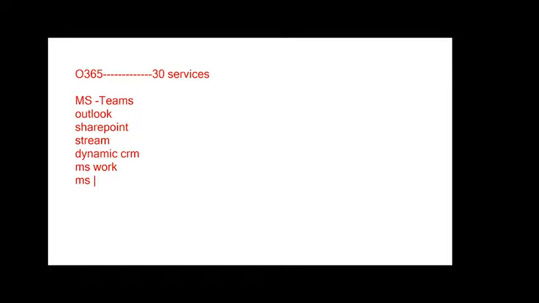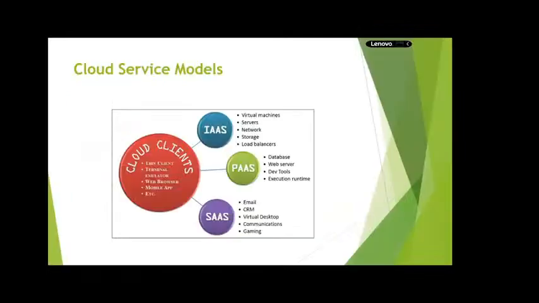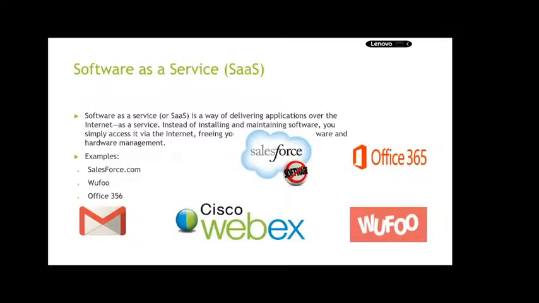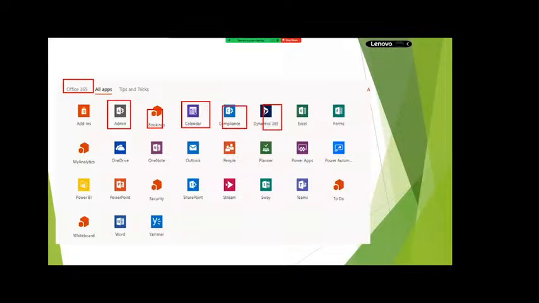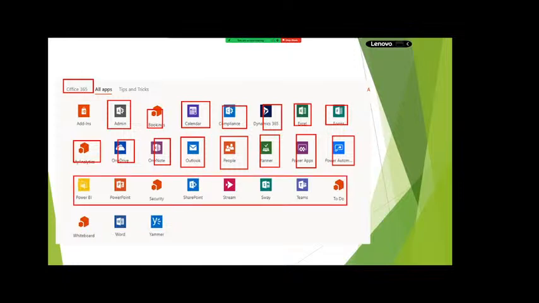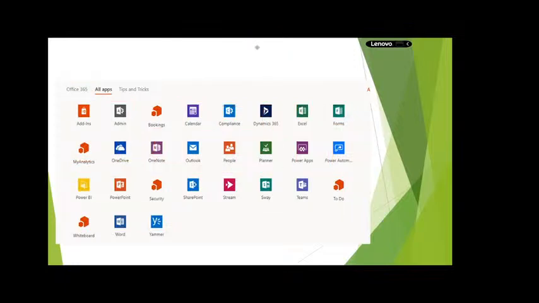Okay, yeah, this is what software as a service. See guys, these are the components provided by Office 365: Admin, Bookings, Calendar, Complaints, Dynamics, Excel, Forms, Analytics, OneDrive, OneNote, Outlook, People, Planner, Power Apps, Power Automate, Power BI. All these things are managed by Microsoft. You need not worry about managing these things. This is about software as a service.